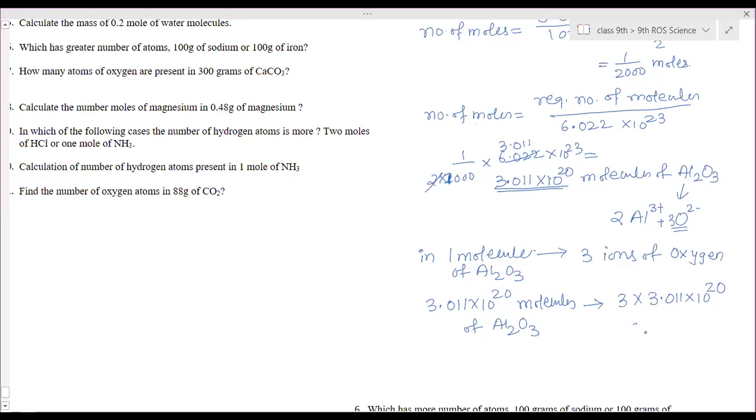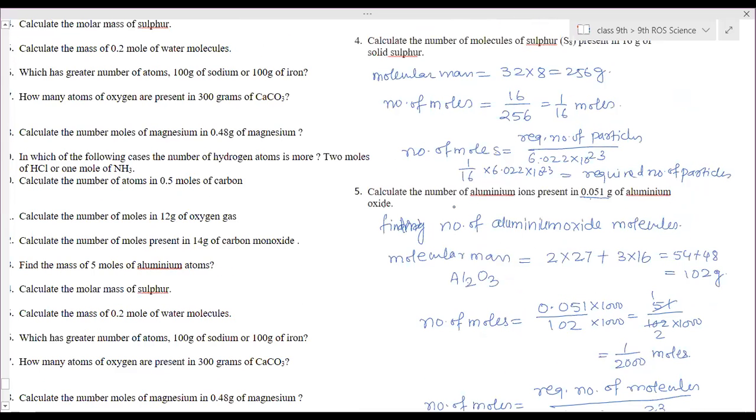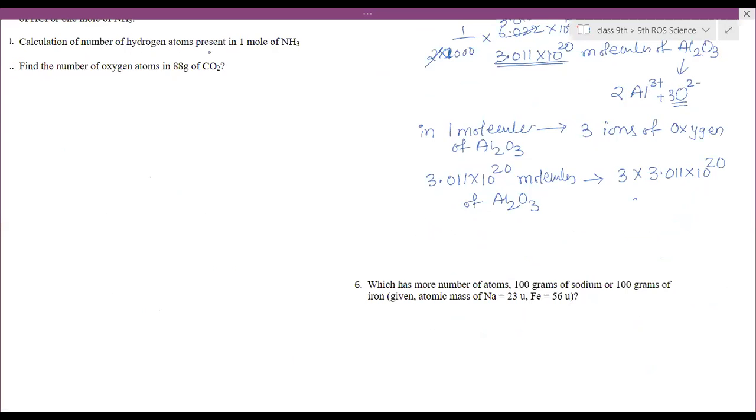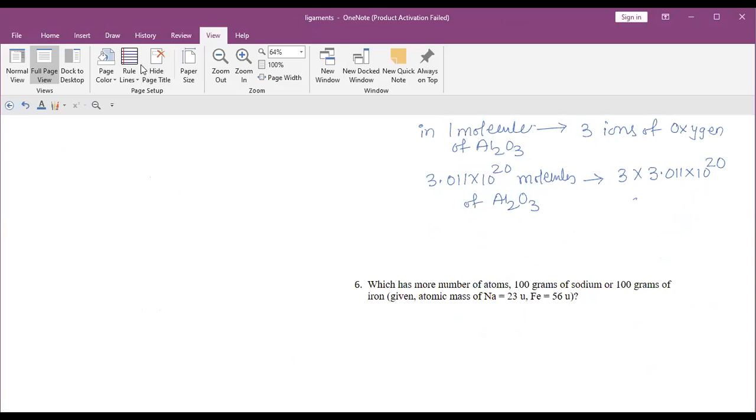Al2O3. What they have asked, oxygen or aluminium? In aluminium oxide, which ion have they asked? Aluminium ions. I was finding oxygen ions. So here, how many ions of aluminium are present? 2. How many aluminium ions are there? 2.